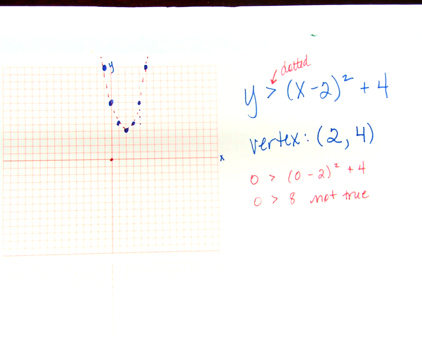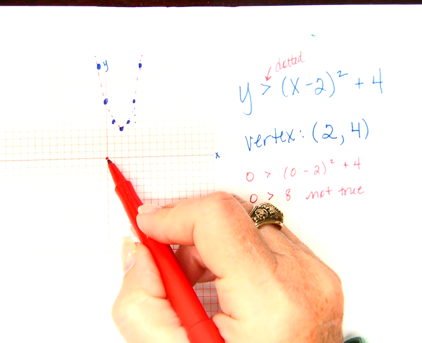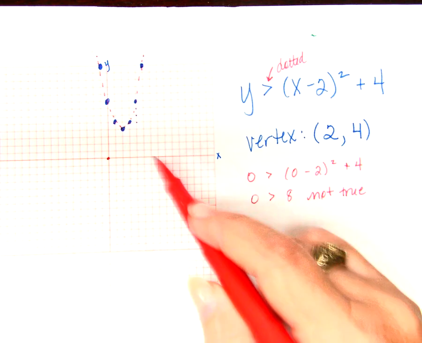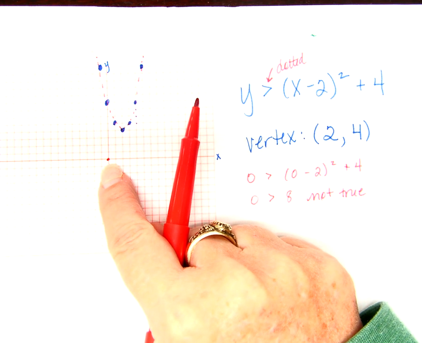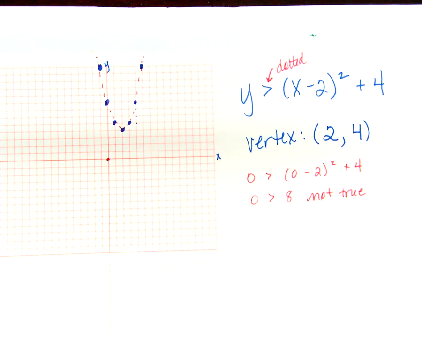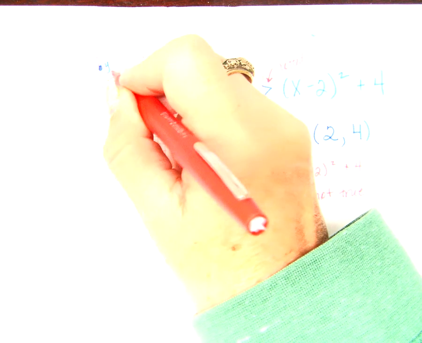Where do I shade? Where am I supposed to shade? Where it's true, right? I'm supposed to shade where it's true. This is not true. So what part of this quadratic is not true? The outside is not true. Do you see that this point is outside of the parabola? Okay, so if outside is not true, where should I shade? Inside, where it is true. Done.